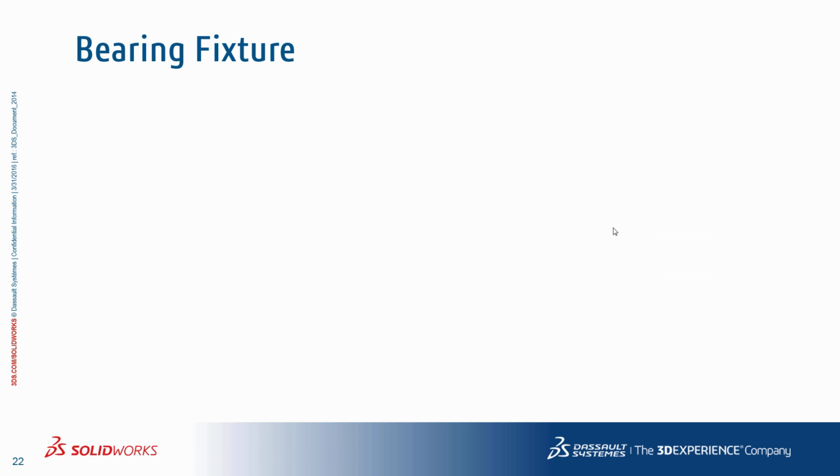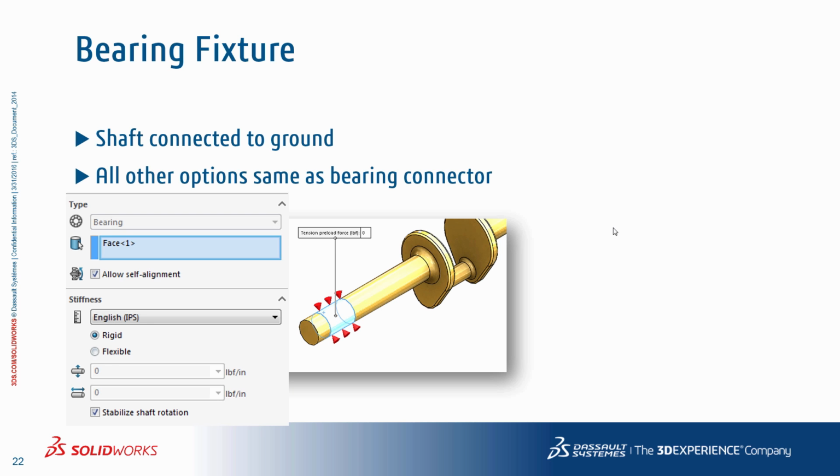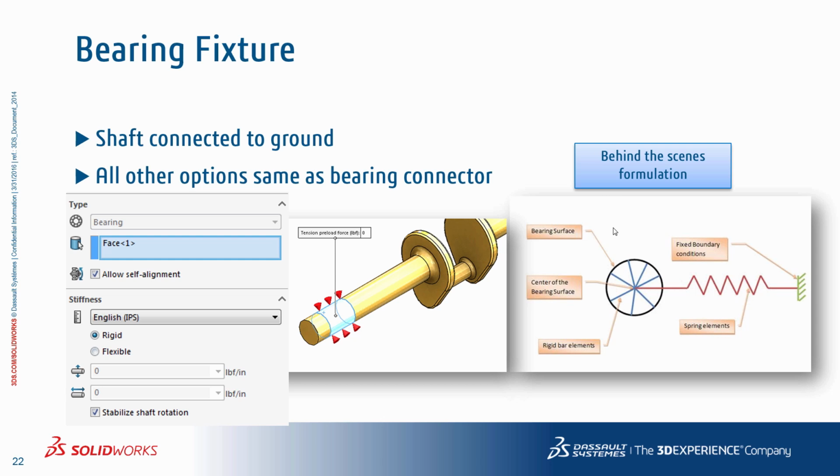Now switching gears, let's talk a little bit about bearing fixtures. The bearing fixture can be used when the housing is much stiffer than the shaft. Essentially, you can eliminate the housing geometry, which helps simplify the simulation meshing and solve times. The good news is that the options here are exactly the same as the bearing connector, except for not having to select the housing cylindrical face. Now behind the scenes, the program uses rigid bars to connect the nodes on the bearing surface to the center point, and that center point is then connected to a global ground or a fictitious ground using a spring element, as illustrated here.